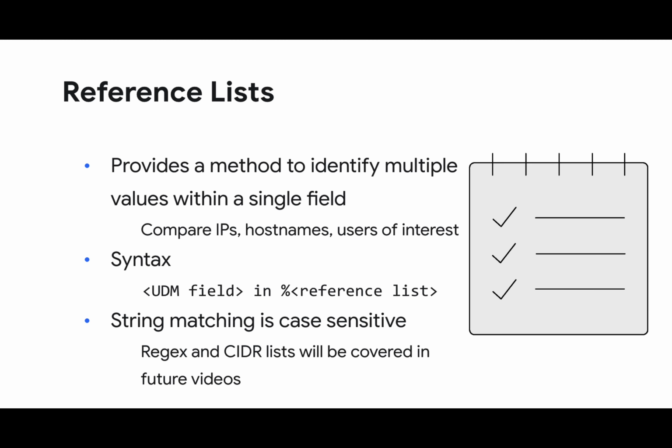Instead, we can build a reference list, add the values of interest, and simply use the syntax of field in %, which tells us that we are going to use a reference list, followed by the name of the reference list. Today, we're going to use a string reference list, which is case sensitive. In future videos, we'll cover additional reference list types, including regex and CIDR. Let's take a look at how we can use reference lists.